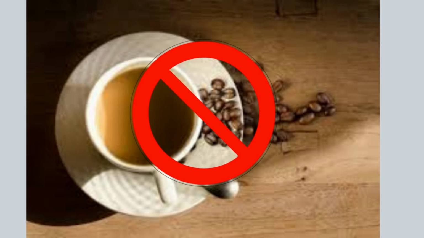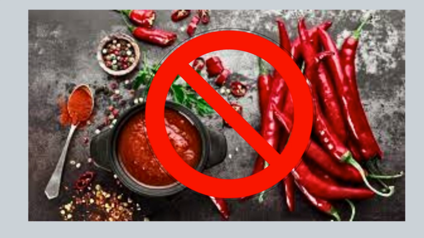First, we should avoid coffee. Now, the caffeine that is contained in coffee can actually produce more acid in our stomach, and this would flare up the symptoms of gastritis. Next is we should avoid spicy foods. Now, spicy foods will also flare up the symptoms of gastritis.